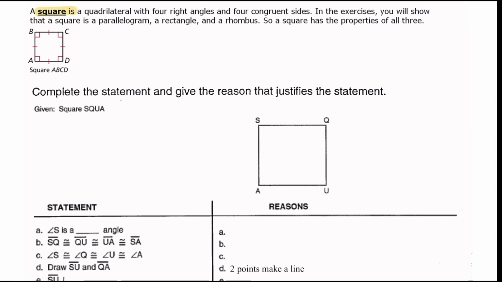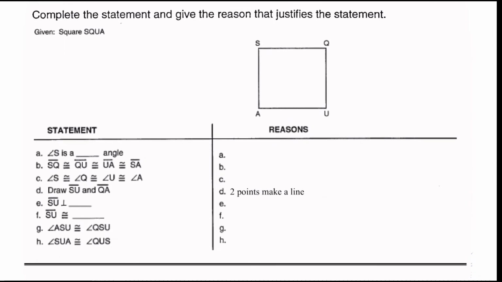A square is merely just a quadrilateral of 4 right angles and 4 congruent sides. Another way to say that is a square is both a rectangle and a rhombus. So it's a parallelogram that exhibits all the features of rectangles and rhombuses. Okay, so when we're talking about squares, what properties we're looking at is, well, S is a right angle, and that's by definition of square, or even the fact that it's a rectangle, because a square is a rectangle.